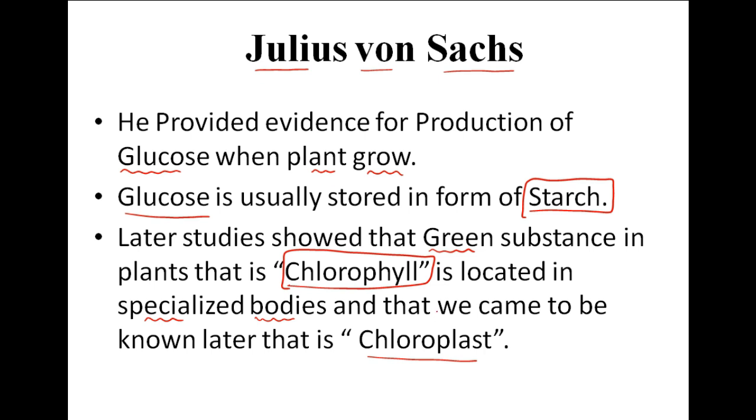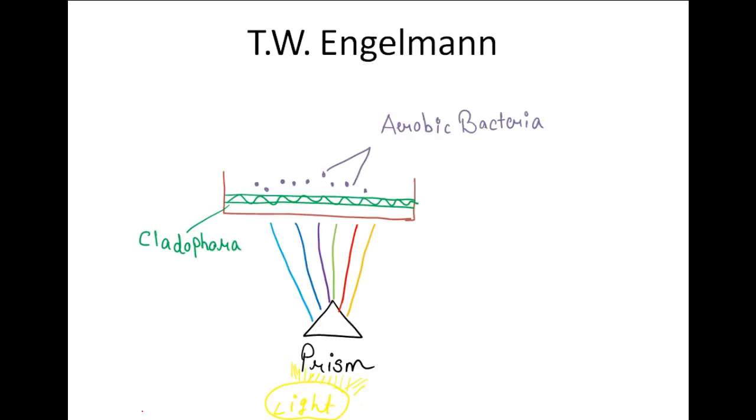Now further, let's understand the third experiment. The third experiment was explained by the scientist T.W. Engelmann. What did he do? He took Cladophora, which is a green alga, and then he took a suspension of aerobic bacteria. The word aerobic means bacteria which grow in the presence of oxygen.